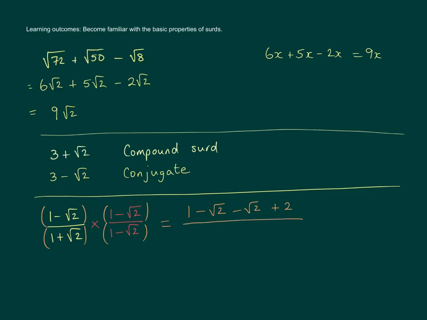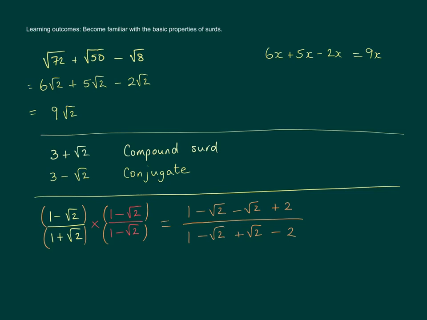On the bottom, 1 by 1 is 1. 1 by minus root 2 is minus root 2. Plus root 2 by 1 is plus root 2. And finally, plus root 2 by minus root 2 is minus 2.